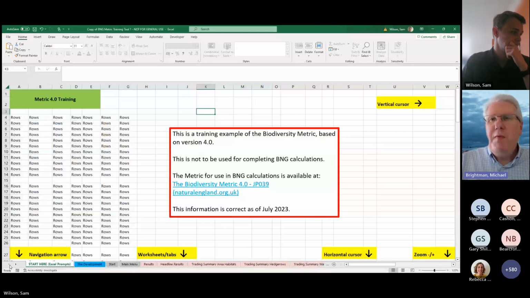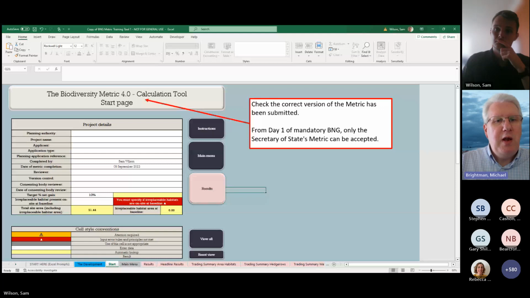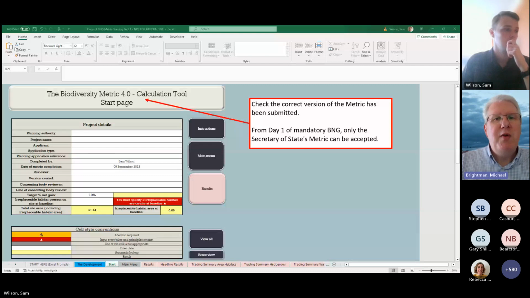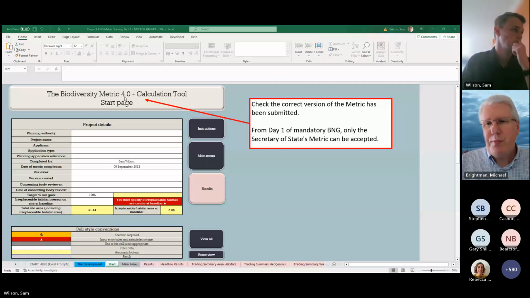So when you first open the metric, the suggestion is that you should first of all go to the start menu. So you'll see that a tab on the bottom. If it's not visible, it'll always be towards the left. Use the little left and right arrows and it becomes visible, and then you click on the start page. The first thing you would do as part of validation would be to check that the correct metric has been submitted. So here you can clearly see that this is Biodiversity Metric 4.0.